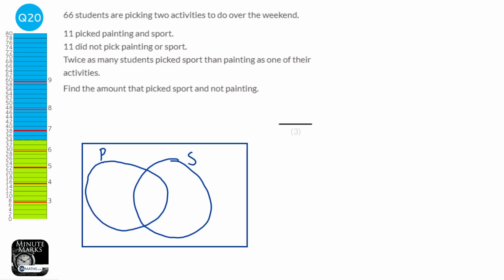So let's start filling in the information it gives us. So 11 picked painting and sport, so that will go in the middle because that is painting and sport, and 11 didn't pick painting or sport, so they can sit on the outside.